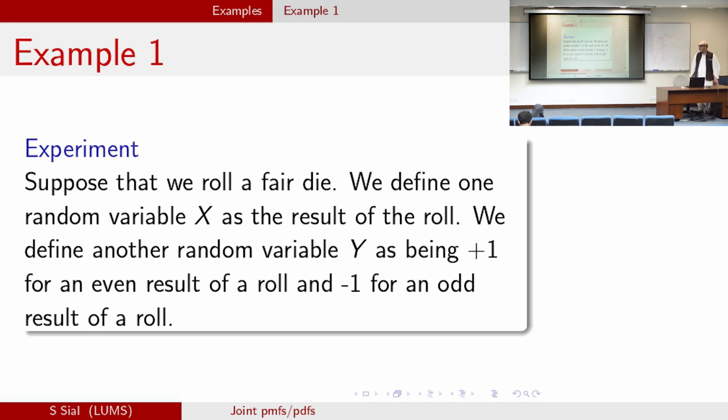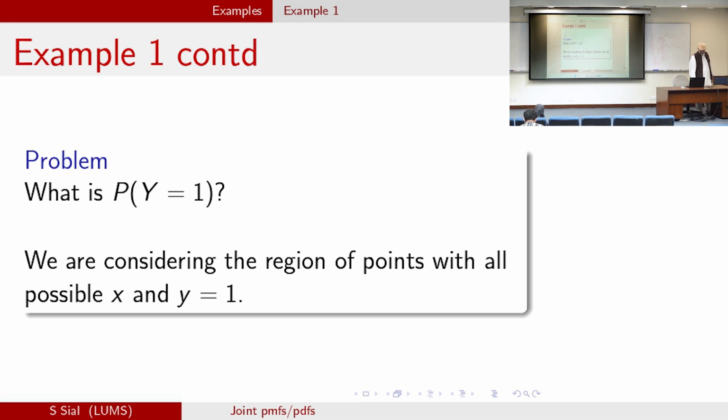Okay, let's do some examples. Once again, we're going to roll a fair six-sided die. X is the result of the roll. Y takes the value +1 for an even result of the roll and -1 for an odd roll, as before. What is the probability that Y is equal to 1? So we're considering the probability that your ordered pair (x, y) satisfies that the second entry y is equal to 1.